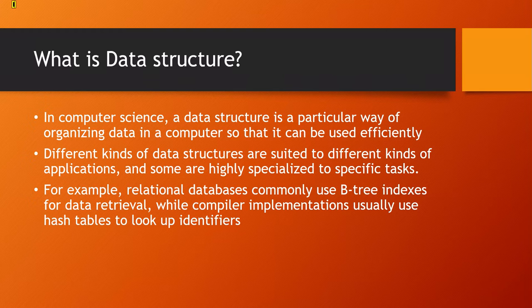For example, relational databases commonly use B-tree indexes for the retrieval of data, while other examples could be compiler implementations which use hash tables to look up various identifiers. So this is a brief introduction about what a data structure is, what its uses are, and some very brief examples of specific scenarios.